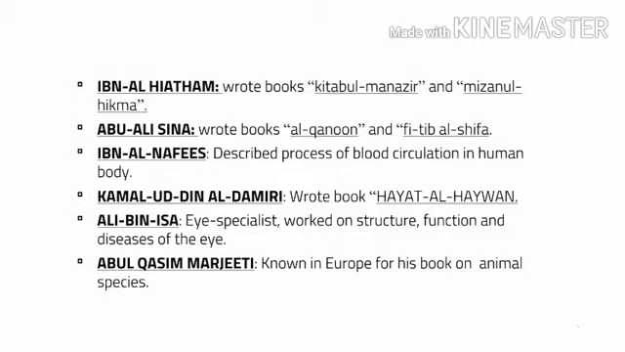Ibn al-Nafis, he was also known as Second Ibn Sina. He was the first to describe the process of blood circulation in human body. Kamaluddin al-Damiri was the greatest zoologist. He wrote a book, Hayatul Haywan. This book deals with the characteristics of 1,000 kinds of animals.